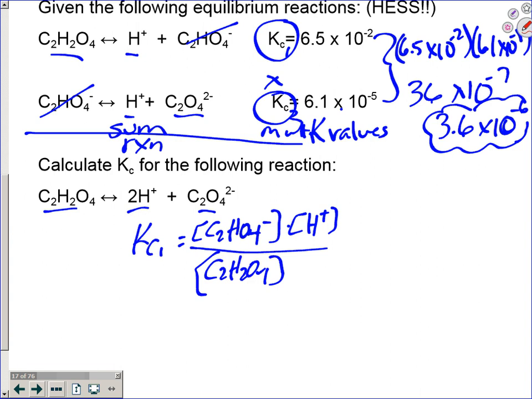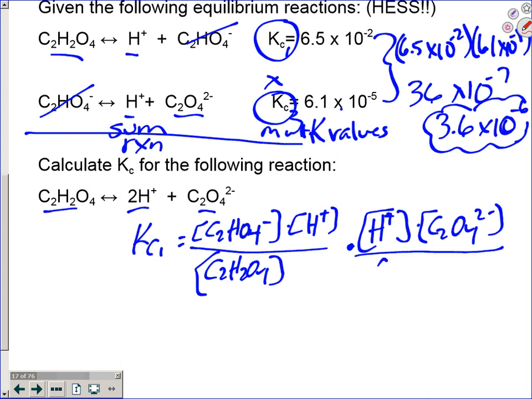So technically, what am I doing here? I'm taking this and multiplying it by the other. So what's the other? H plus concentration times oxalate over... Okay, simplify the multiplication of these. Cancel out what? This one? Huh. Isn't that what we did up here?